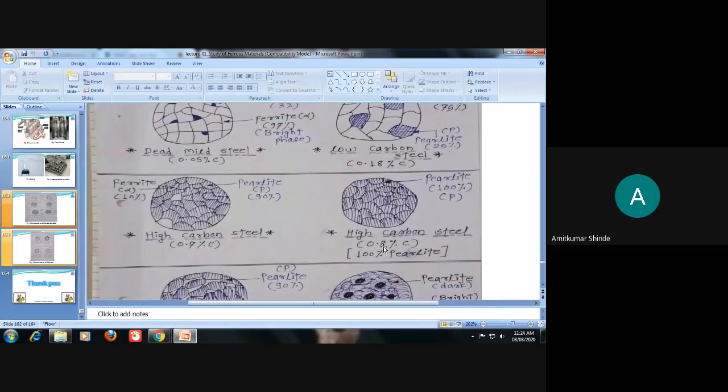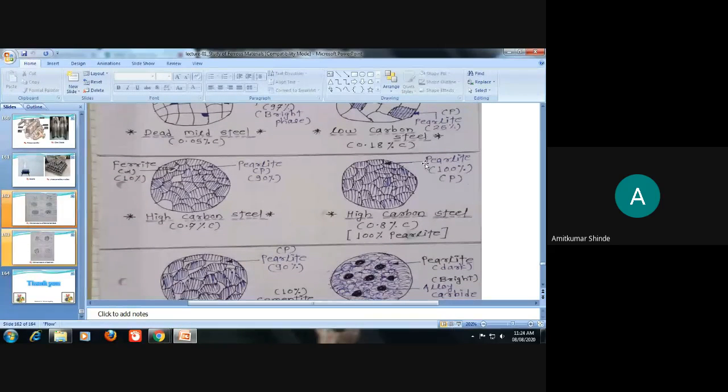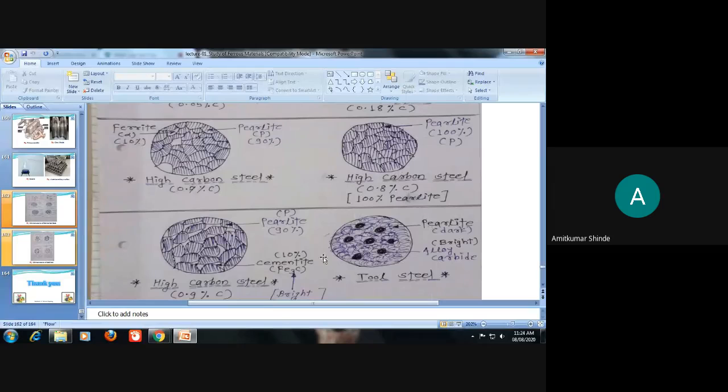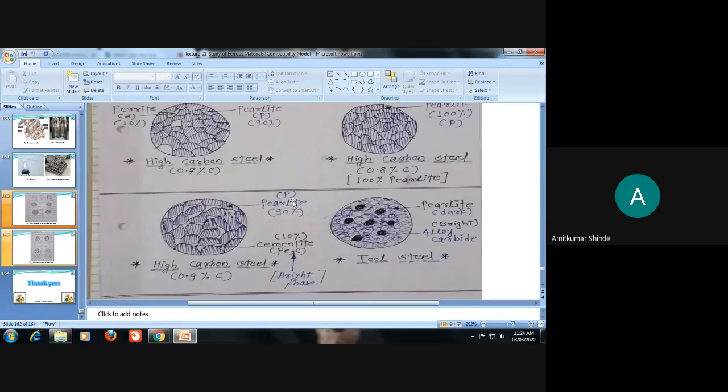When carbon goes above 0.8, note that at 0.8 there is 100% pearlite. Above 0.8 carbon percentage, some amount of cementite will be formed. Suppose 0.9% carbon is there. Then the pearlite phase is the dark phase, and the bright phase that appears is the cementite. Exactly at 0.8%, 100% pearlite is there.